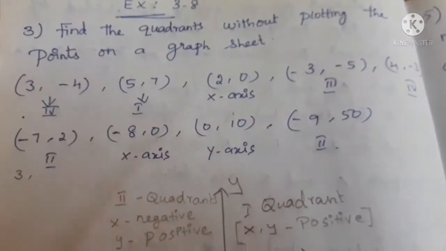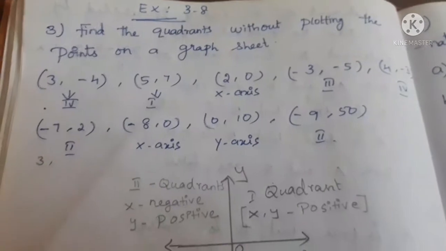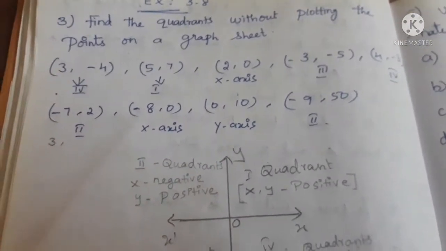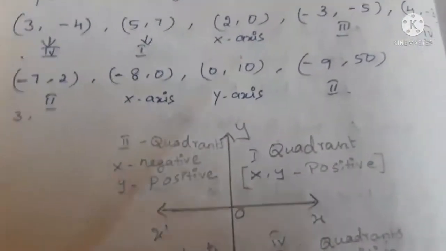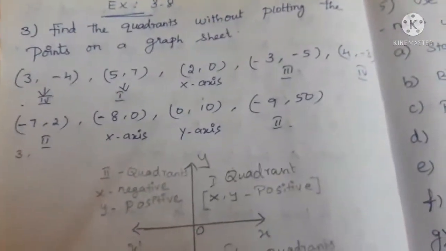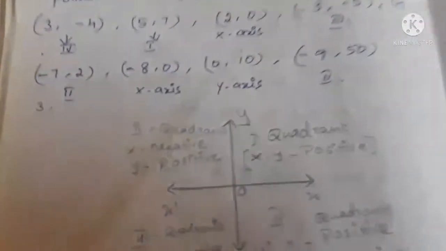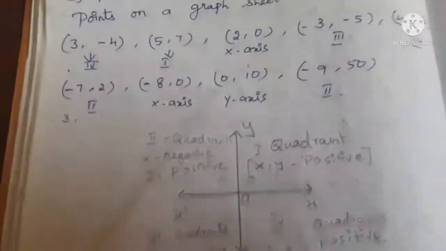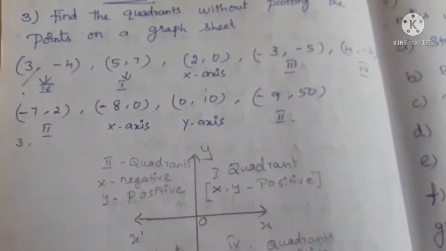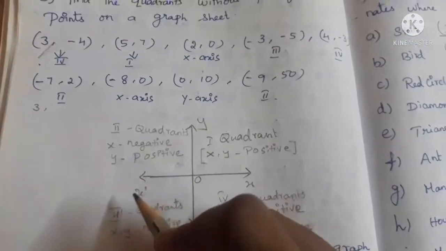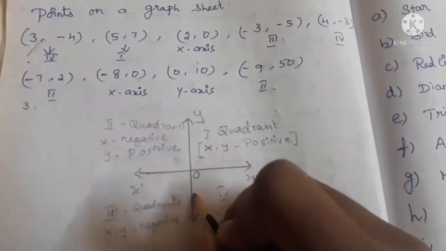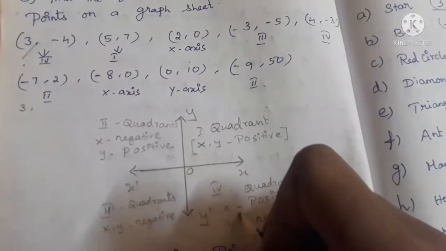Find the quadrants without plotting the points on the graph sheet. Without plotting the points, we can find it. Plotting means marking a point with a scale, right? By guessing itself, you can get it right. Now I will tell you how to do this. See, 3 comma minus 4. The first one is what? Positive. And the second one is negative. The first value is x. X is positive, y is negative. So this will lie in the fourth quadrant.